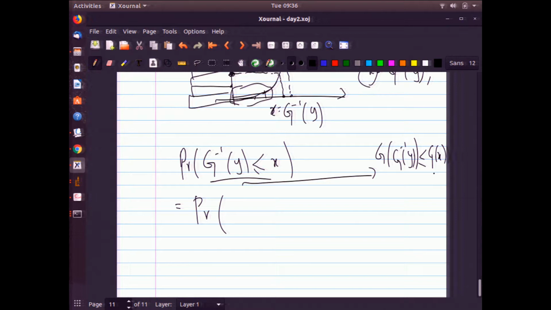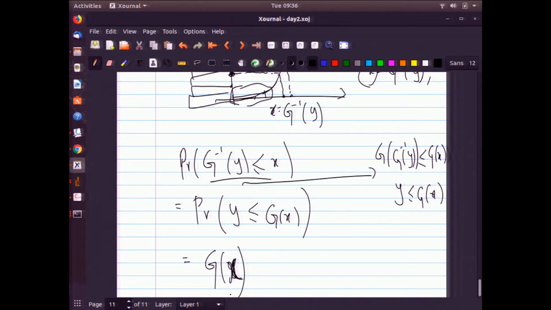right? G is monotonic, so we can say that's true. And g of g inverse of y is simply y less than g of x, right? So we'll end up with y less than equal to g of x. We can simply restate that condition as this, right? This is nothing but g of x, right? Which means the probability of this is given by capital G of x. So the density is the derivative of that, which is g. Okay?